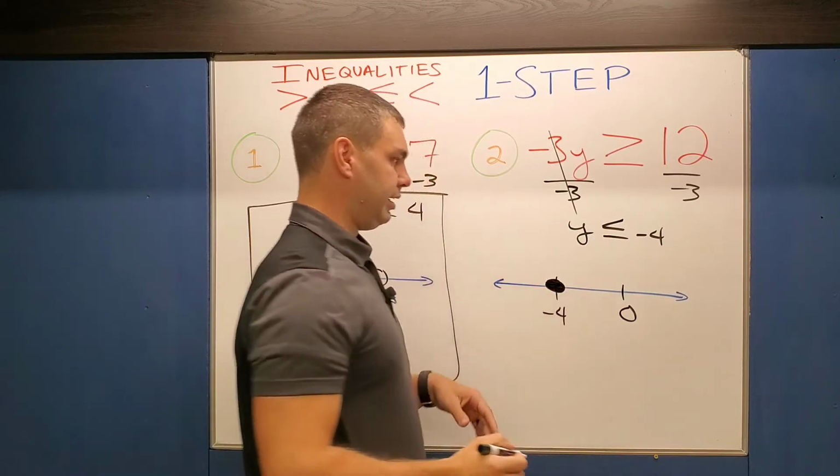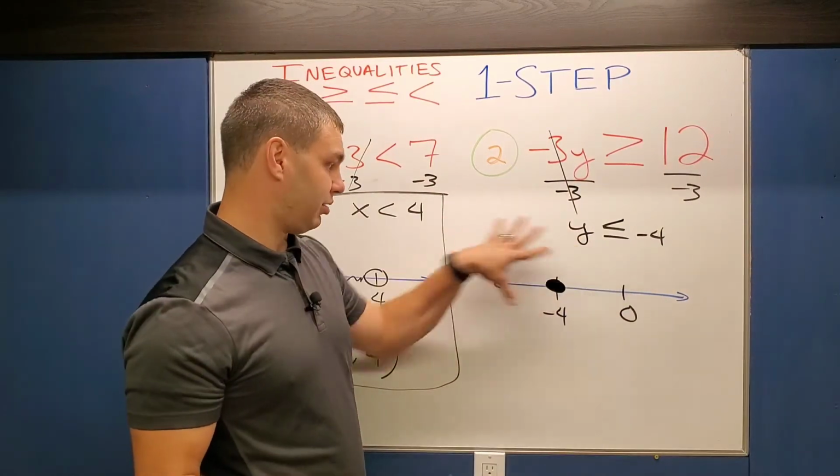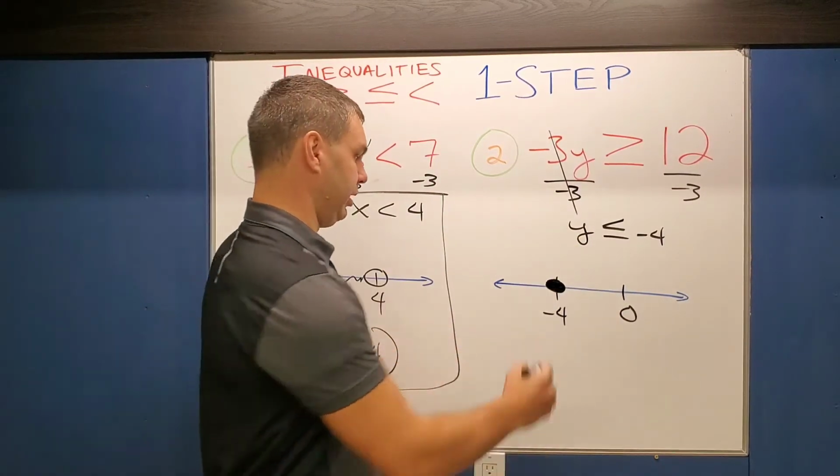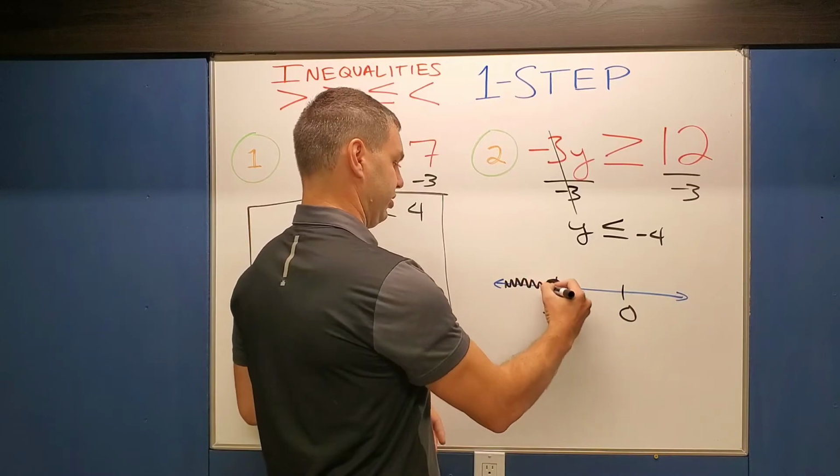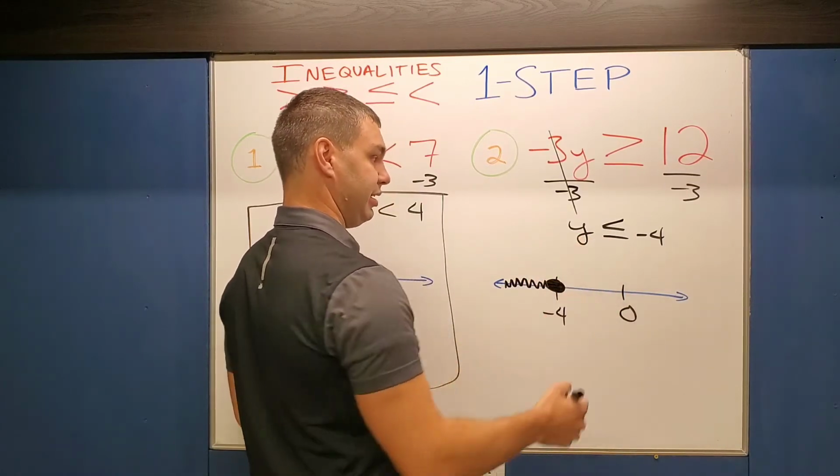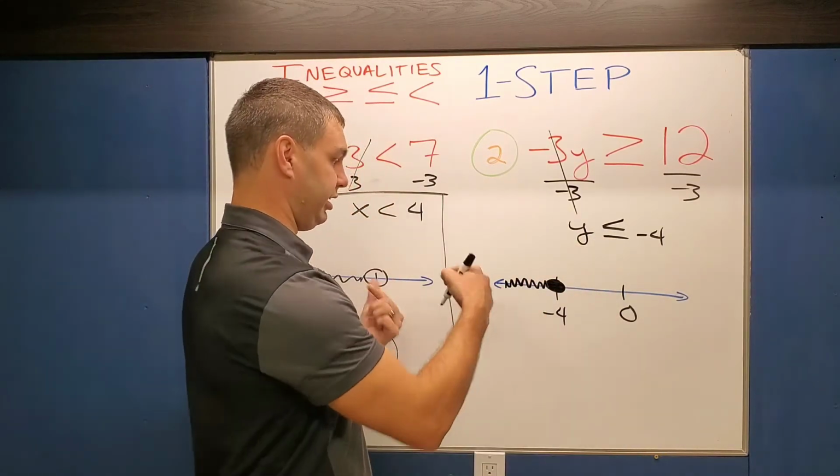Closed dot like this. And then we want all the y values that are less than or equal to negative 4, which means they're these ones. Again, you can use your test point 0. Is 0 less than or equal to negative 4? No, so you're going to shade on the other side.